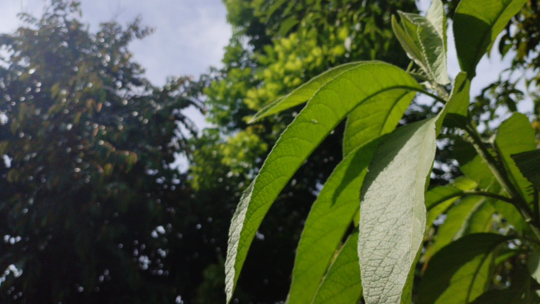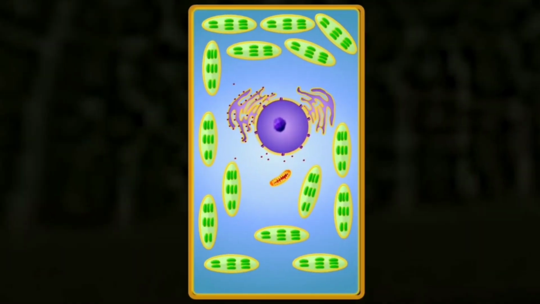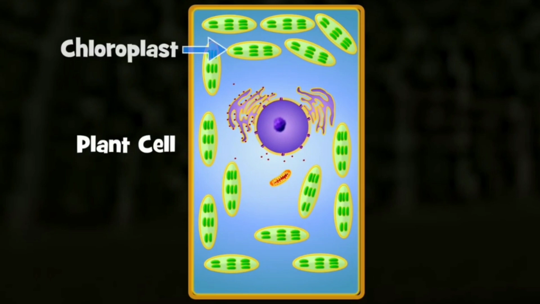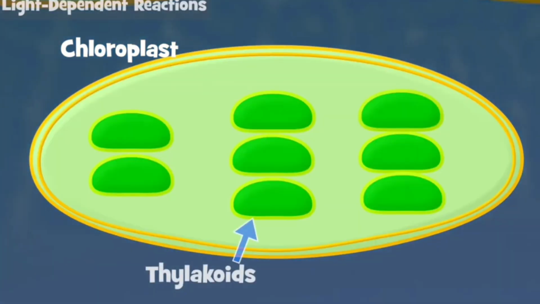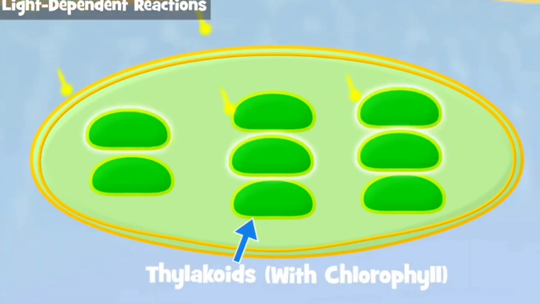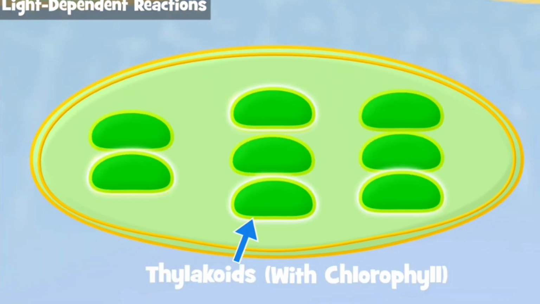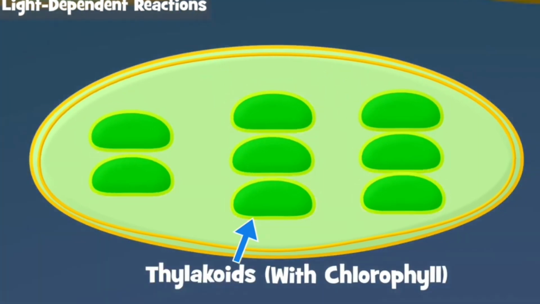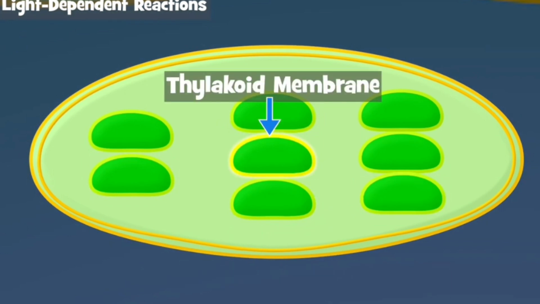To understand how this works, let's see a leaf so we can see what's happening. Leaves are made of plant cells, and inside of these cells are special organelles called chloroplasts that do photosynthesis. Each chloroplast has many discs called thylakoids with pigments like chlorophyll that absorb light. Think of thylakoids as solar panels in a chloroplast that absorb light energy from the sun.